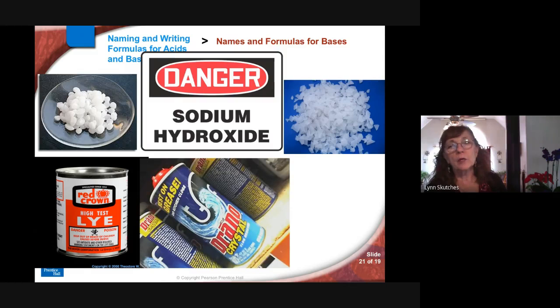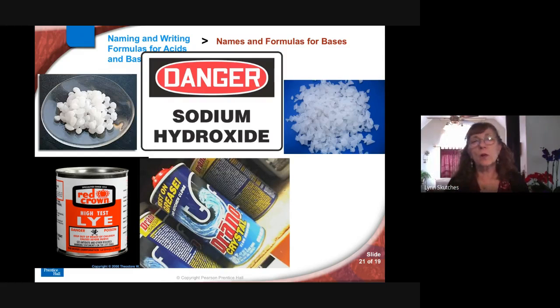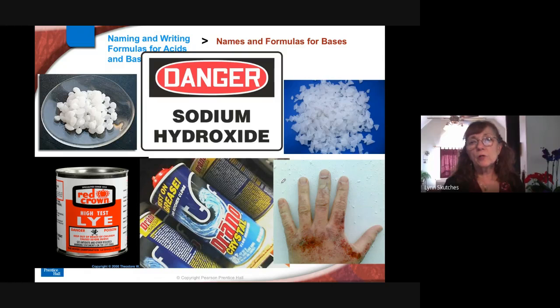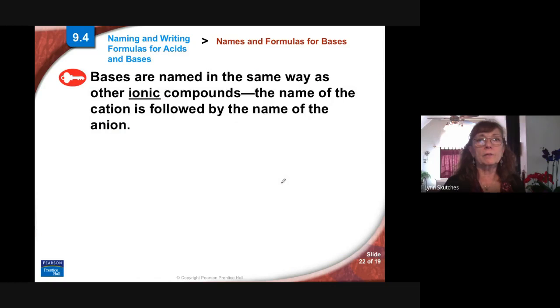It literally dissolves away everything. It's nasty, nasty stuff, and it's a very strong chemical irritant to your hand. You don't want to get it on your skin, that's for sure. It bothers me way more personally on my skin than any of my acids. So it's crazy stuff. All right, bases are named the same way you name any other ionic compound.